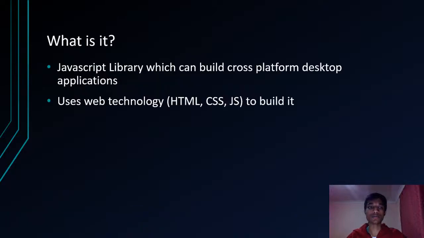So what is ElectronJS? ElectronJS is a JavaScript library which can build cross-platform desktop applications using web technologies such as HTML, CSS, and JavaScript. So this means we do not need to know how to use .NET or C++ to build Windows applications. We do not need to know how to use Xcode to build Mac applications. All we need is these web technologies, which a lot of people do know, as a lot of people are web developers, and it's very easy to migrate from web development into desktop application using ElectronJS.